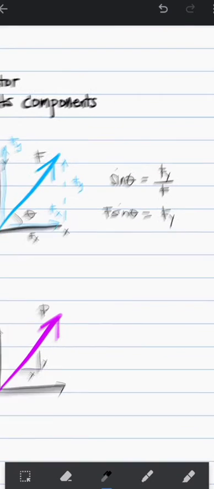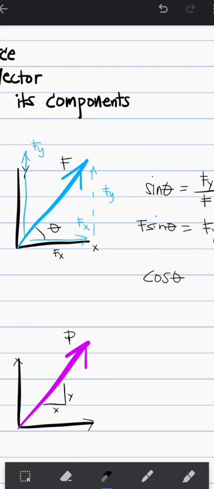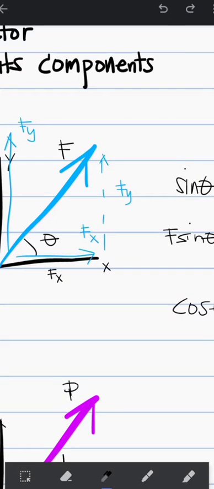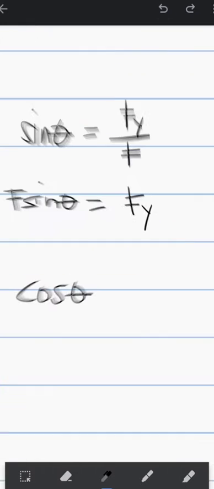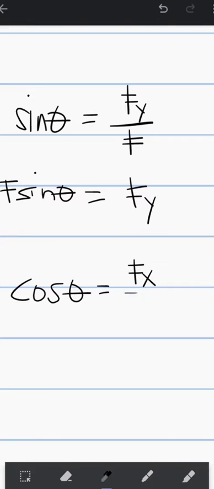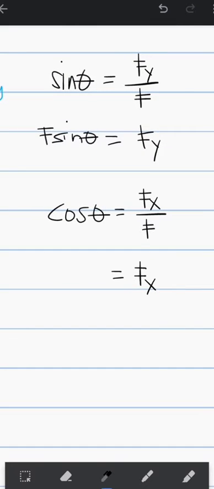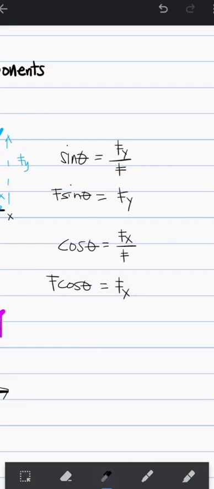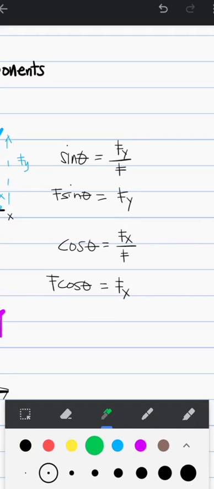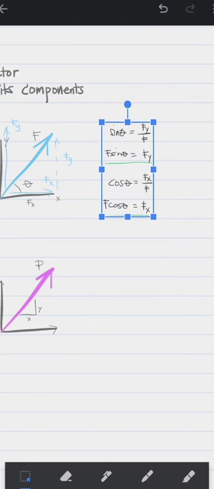And now for Fx, just take cosine of theta, and then the adjacent side, which is Fx, over F, which is the hypotenuse. So Fx over F. Solving for Fx, multiply both sides by F, you'll get F cosine theta. So this is how we solve for the components of the force when we're given the angle.